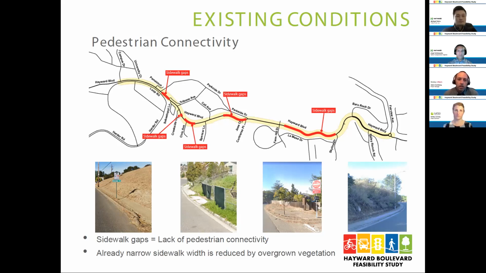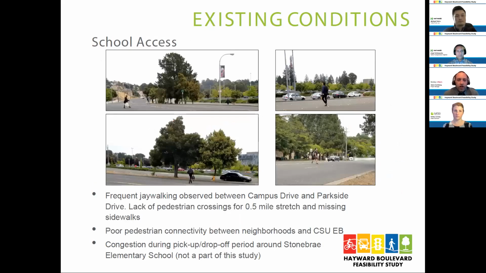Next slide. The corridor is framed by schools on either end. On the western end, it's Cal State University East Bay. On the eastern end, it's Stonebray Elementary School. And that was a common theme in terms of some of the challenges with this corridor. On the western part of the corridor around Cal State East Bay, a lot of it is how to get to the school, particularly on foot or on bicycle.